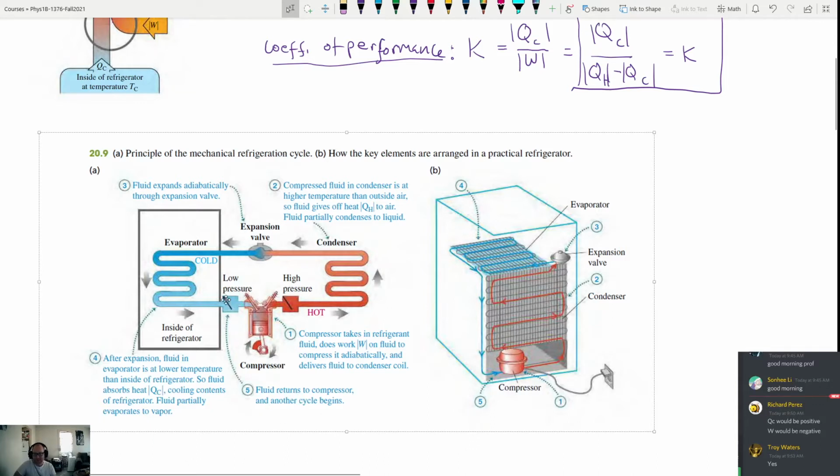So by this point, it's evaporated to vapor. It's back to vapor at low pressure, and it goes through the compressor, which makes it high pressure, and then repeats the process all over again, using the same fluid over and over. So that's a refrigerator. Did that make any sense? Does anyone have any questions about that? I would have a lot of questions.